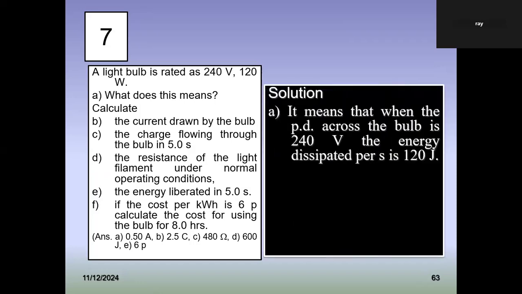What does this mean? It means that when the PD across the bulb is 240 volt, the energy dissipated in 1 second is 120 joule. That's all. Calculate the current in the bulb. Should be able to get your answer. Use the formula that I've given you.